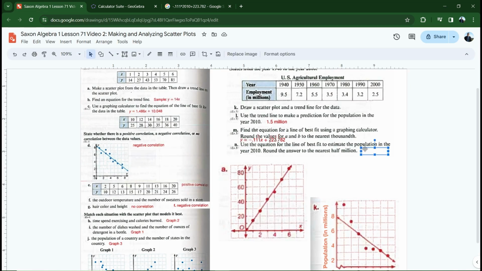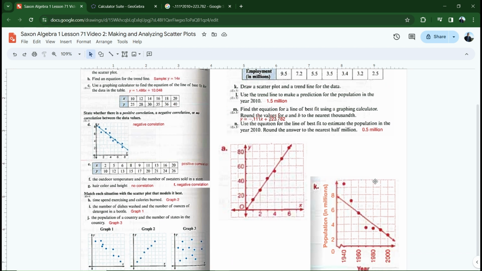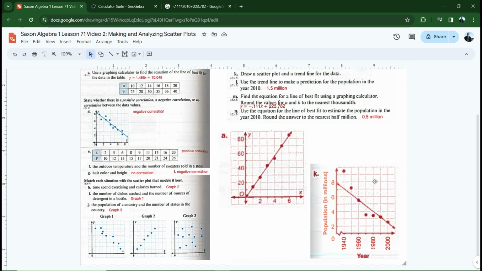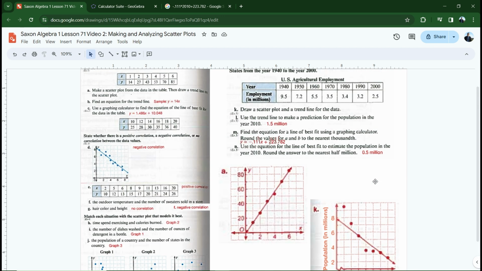Let's see what the answer would have been. 0.5 million. So remember, we used our trend line up here to make a prediction of 1.5 million. I guessed 1.8 million from the trend line, not 0.8, but 1.8. The actual equation yields a best fit number of 0.5 million. So we were quite a ways off. But that's kind of what happens with trend lines. It is way better to use a calculator than to just draw it in yourself.